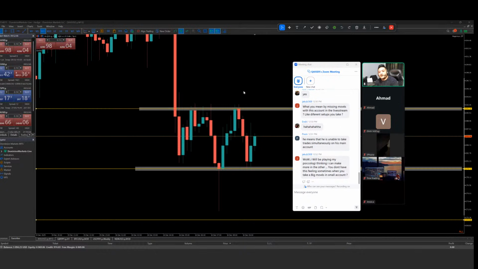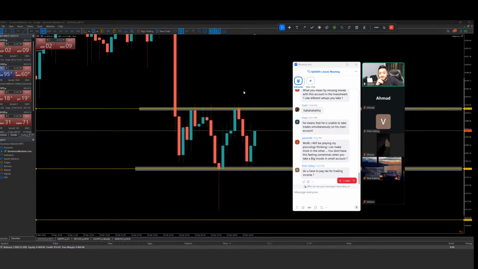Okay, so I will be playing with my psychology, thinking I can make more in the other. You don't have this feeling sometimes when you take a big move in a small account? Yeah, so you can understand this easily. If I'm making $50, when I know that in that situation I could make 500 or 1500 or $5,000, what can you do about that? But I'm always working on my growth, not money. I never give priority to money, to be honest.